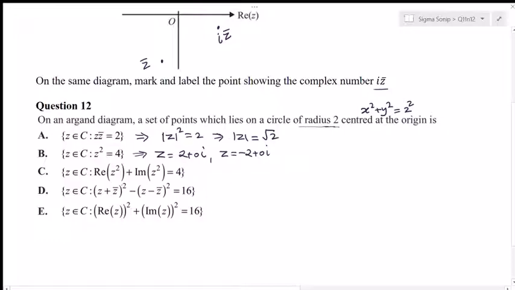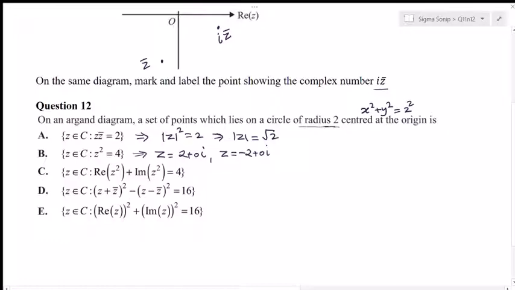Let's look at part C. Part C here again says that the real part of Z square plus the imaginary part of Z square equals 4. Now again, Z square, it is not mod Z square, it is the square of the complex number itself. So when you look at it, you are squaring a complex number, then you're taking the real part and you're taking the imaginary part and you add them, and that equals 4.